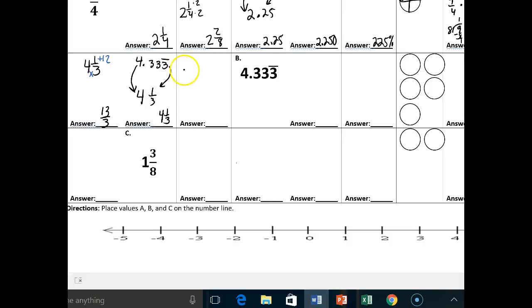For another fraction, I could just take 4 and 1/3, and I could multiply the fraction part by 2 times 2. So an equivalent fraction to 4 and 1/3 is 4 and 2/6. For 4.33 repeated, you can just add in another 3. 1, 2, 3, 4. Not another 0, just another 3.